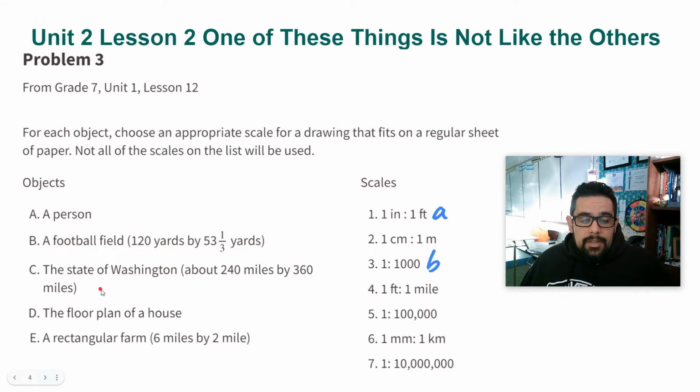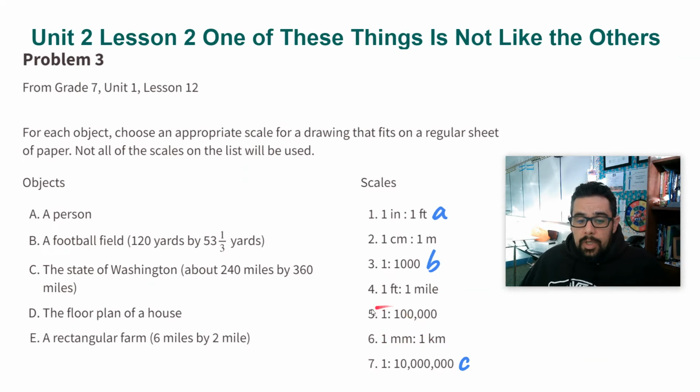Part C, the state of Washington, about 240 miles by 360 miles. Notice here, miles, these are huge. They're way bigger than yards or feet. So that one's going to be number 7, 1 in 10 million. It's a big difference, right? 1 in 10 million. So it could be kilometers, but you have millimeters to kilometers. That's not 1 in 10 million.